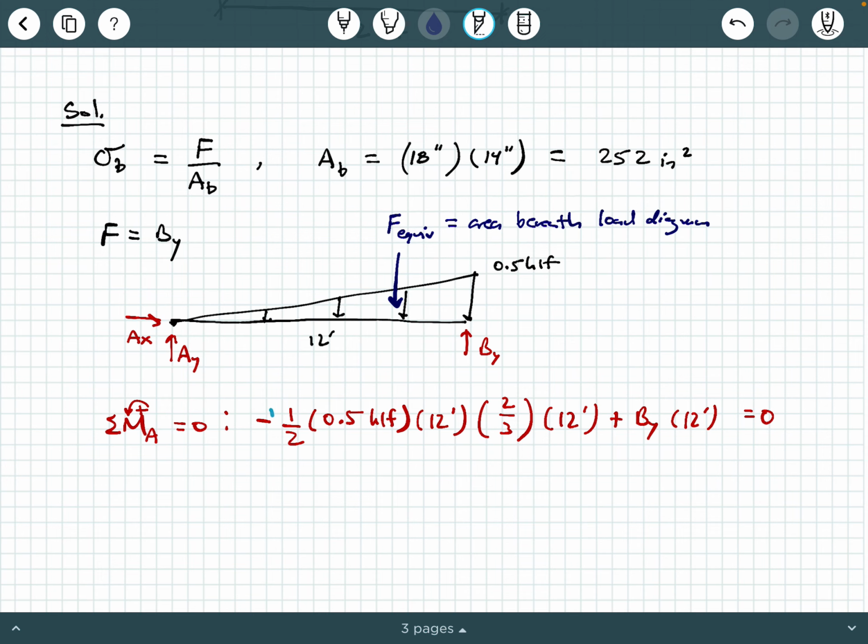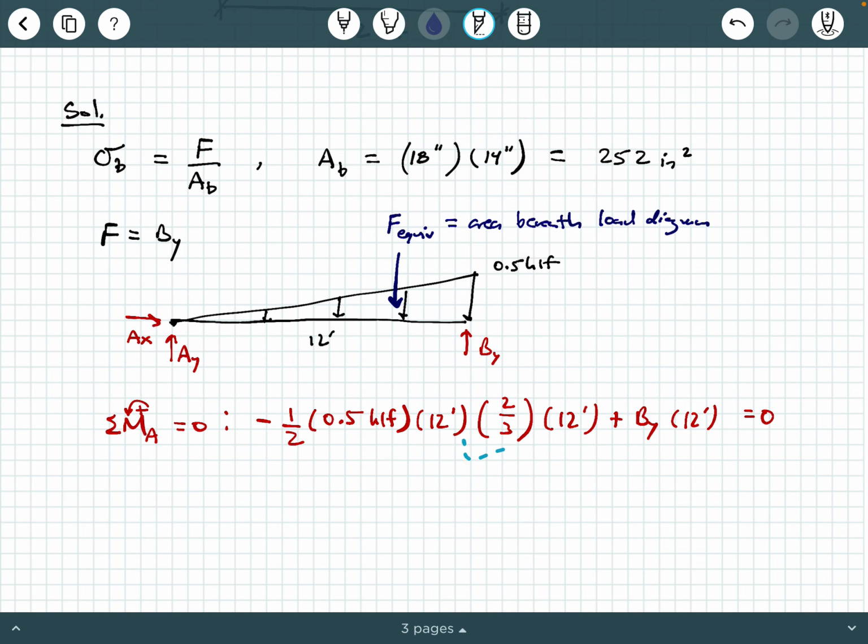So this is quite literally this triangular area, 1/2 base times height. And why is it negative right here? Is it negative because it's pointing down? No. It's negative because this triangular load is causing a clockwise rotation about point A. And a clockwise rotation about point A would be negative, since we say counterclockwise is positive, okay?